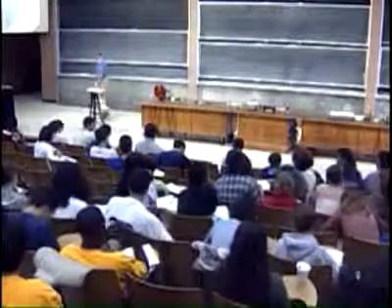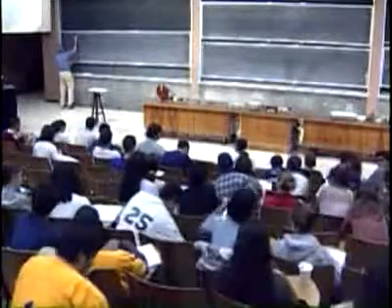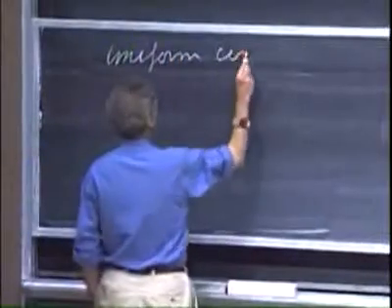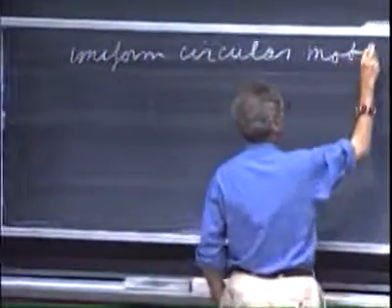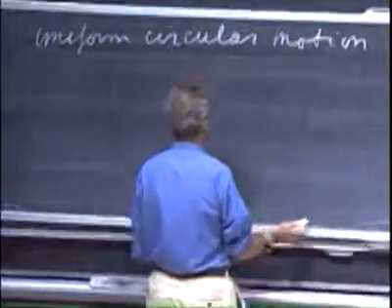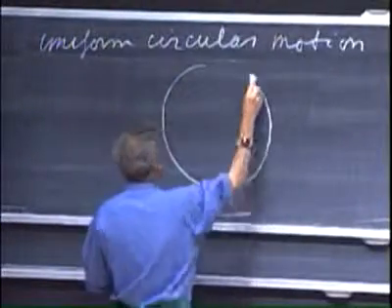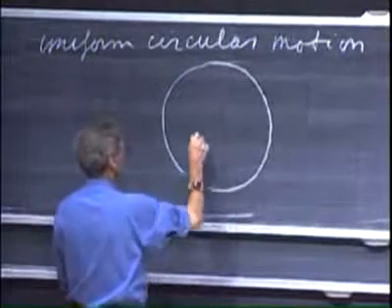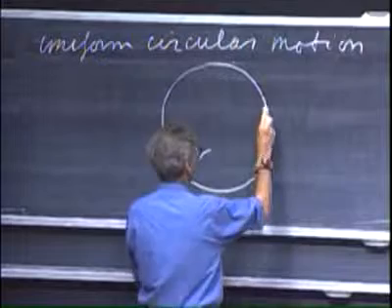Today we will discuss what we call uniform circular motion. What is uniform circular motion? An object goes around in a circle, has radius r.